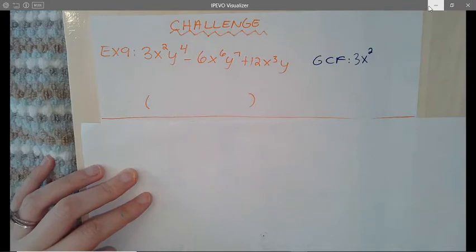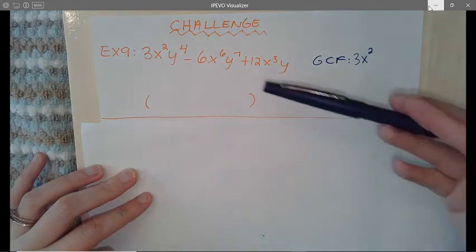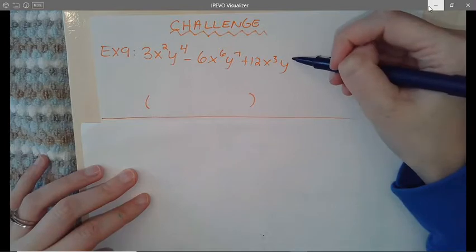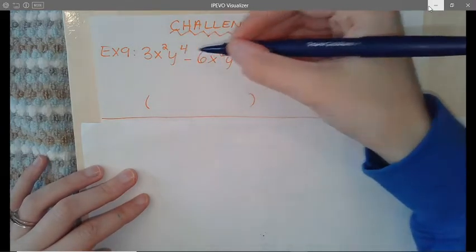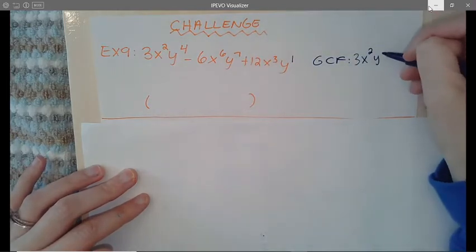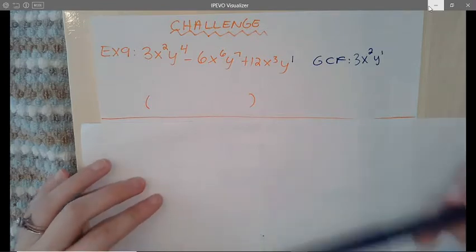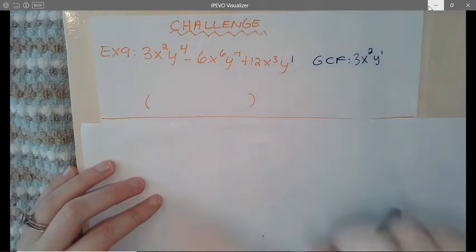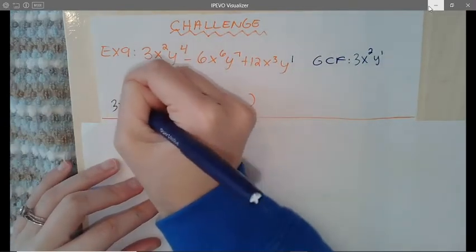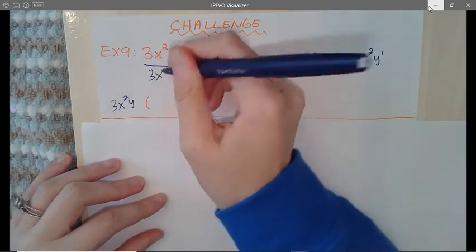Bam. Okay, and then the last variable we're going to look at are the y's. Okay, so I'm going to look at y to the 4th, y to the 7th, and y to the sneaky 1 power. Which one of these y's has the smallest exponent? It would be y to the 1st. Okay, and then after this, we just proceed like we normally would. We're going to divide every single term by the GCF, but don't forget to write your GCF in the very front. So I'm going to write 3x squared y. Okay, and I'm going to divide each of these by 3x squared y.